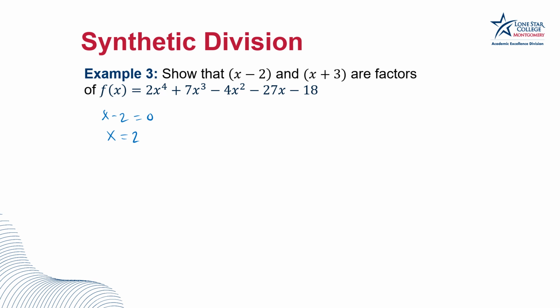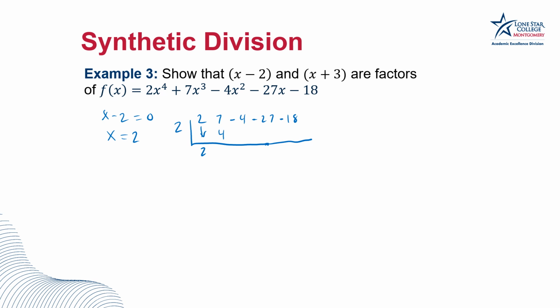We need to determine if this k is a 0 of the function. Just like the last example, we do that by using synthetic division, and if we get a remainder of 0, then yes, it would be considered a factor. So do synthetic division, our k value, and then we put our coefficients of the function. So we have 2, 7, -4, -27, and -18. So first term, bring the 2 down. 2 times 2 gets us 4.